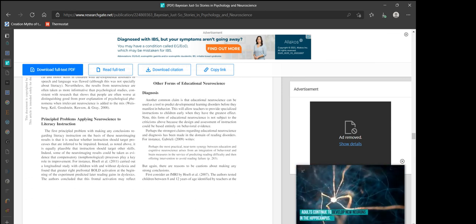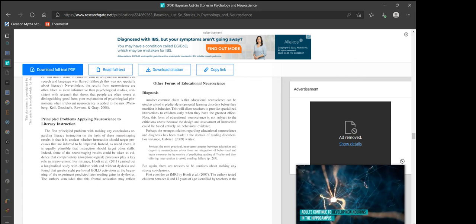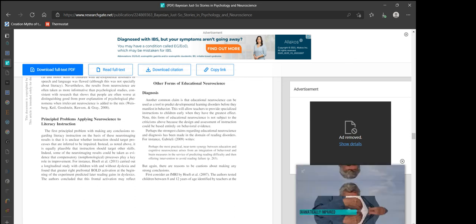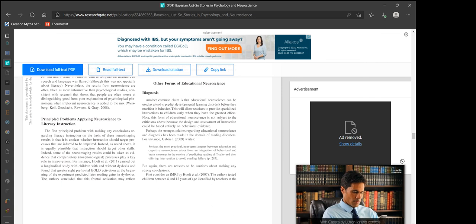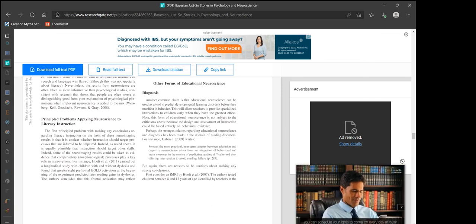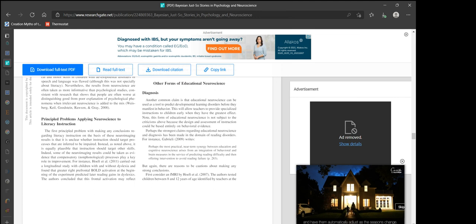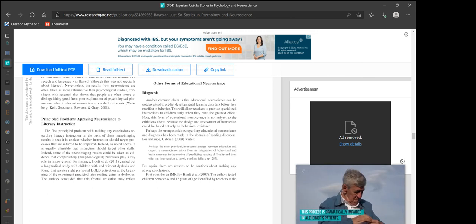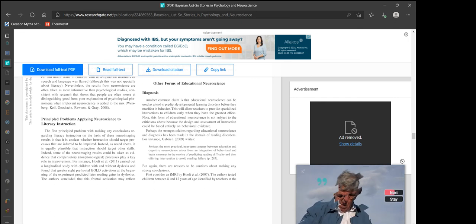Diagnosis. Another common claim is that educational neuroscience can be used as a tool to predict developmental learning disorders before they manifest in behavior. This will allow teachers to provide specialized instruction to children early when it has the greatest effect. Note, this form of educational neuroscience is not subject to the criticisms above because the design and assessment of instruction could be based entirely on behavioral evidence.